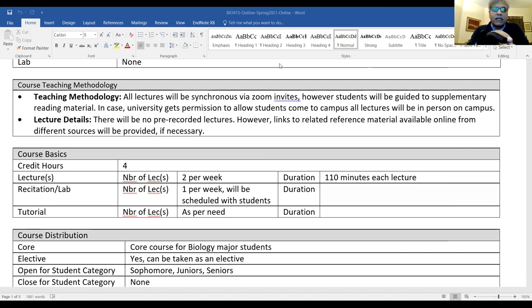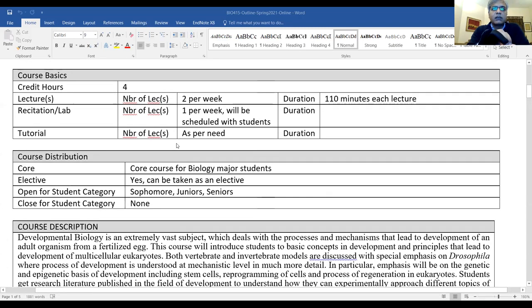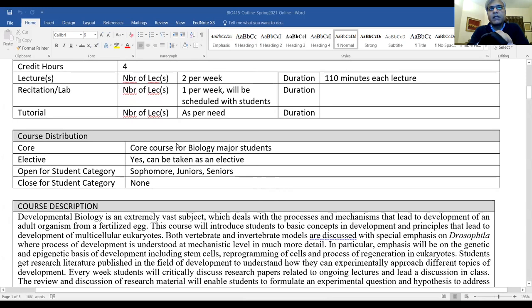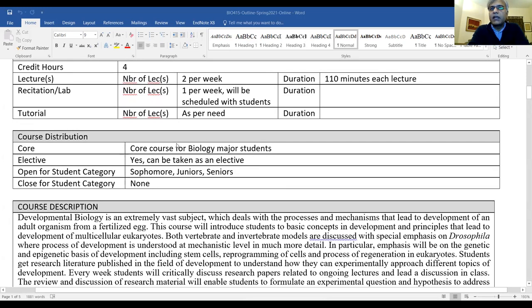So as I said earlier, as soon as we start reading research papers, one research paper every week, each one of you will be part of a group. As a group, you will discuss those papers. Ahmad is my teaching assistant, and he will lead that discussion group.